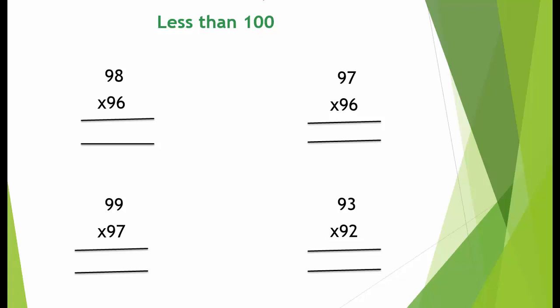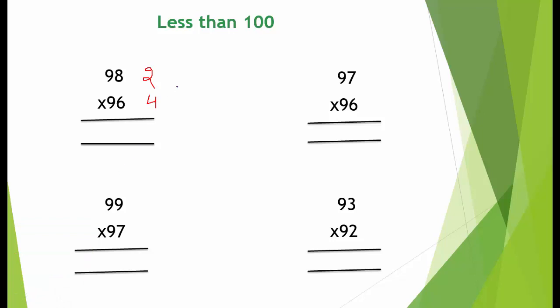Now let's start. 98 into 96. Whenever you have to multiply 2-digit numbers which are less than 100, first of all write the difference between the number and 100. Here 100 minus 98 is 2 and 100 minus 96 is 4. First of all write the difference.